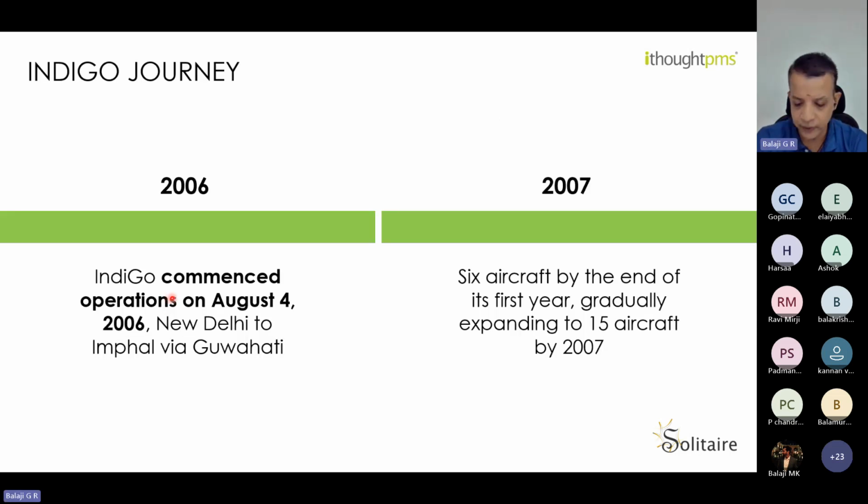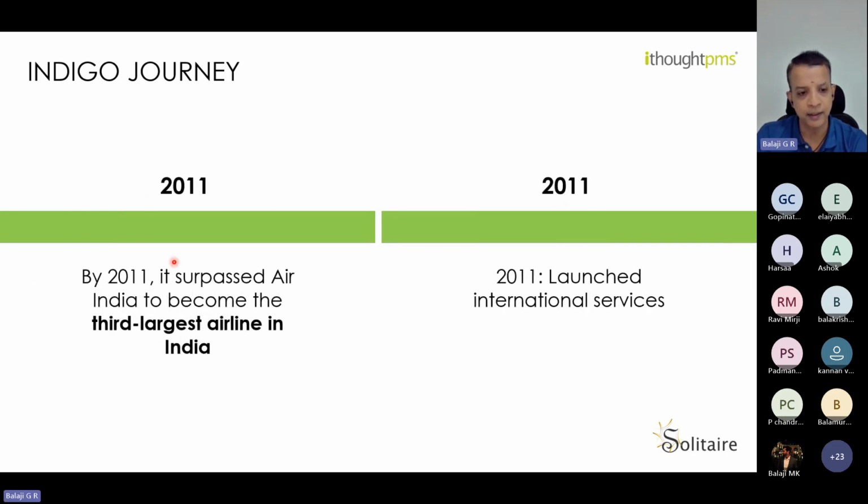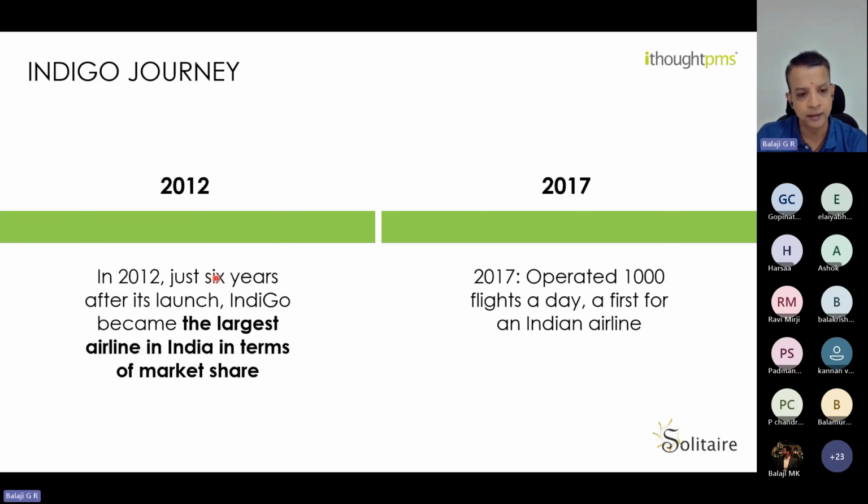Now let's look briefly at the journey of Indigo. It's only an 18-year-old firm. In 2006 it commenced operations. Then you had 6 aircraft to 15 aircraft by 2007. Interestingly, by 2011 it surpassed Air India to become the third largest airline. I think they quickly scaled up their position. And by 2011 they also launched their international services. By 2012 they had become the largest. So very fast they caught up in the ranking.